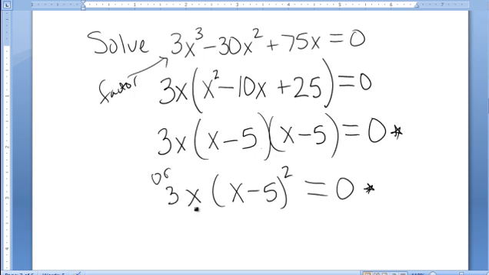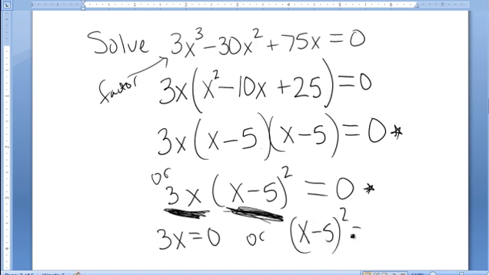Now I have written this as a product. 3x times x minus 5 squared equals 0. Two expressions multiplied together equals 0. In order for that to happen, it must be that either 3x equals 0 or x minus 5 squared equals 0.